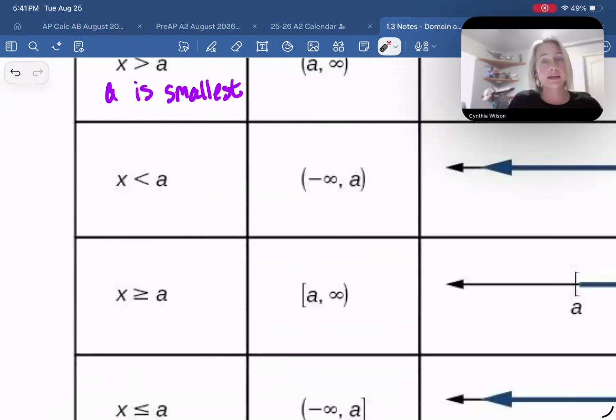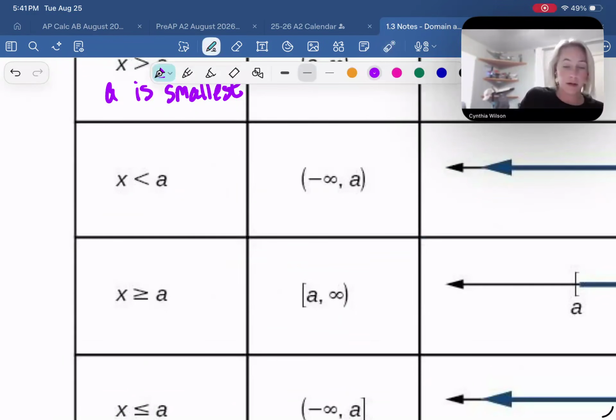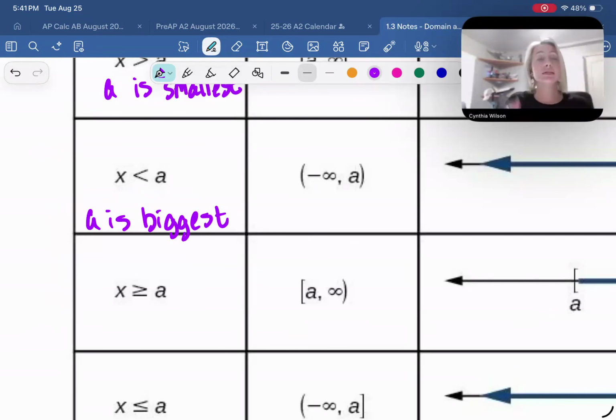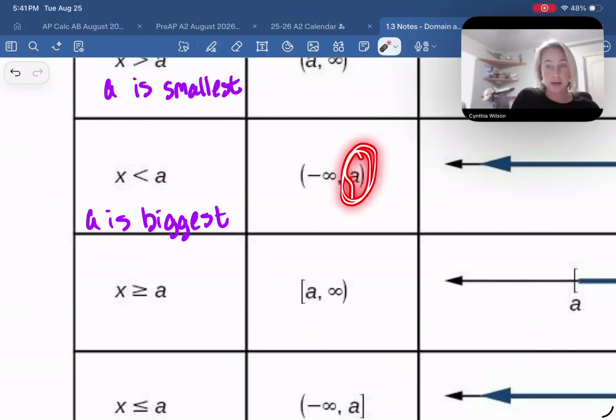Now I have X is less than A, which means A is the biggest. So it's the end of your interval. If it's the greatest, then it's the end. It's the right side. All right, but we have to begin somewhere. So all the numbers that are less than A, negative infinity to A.